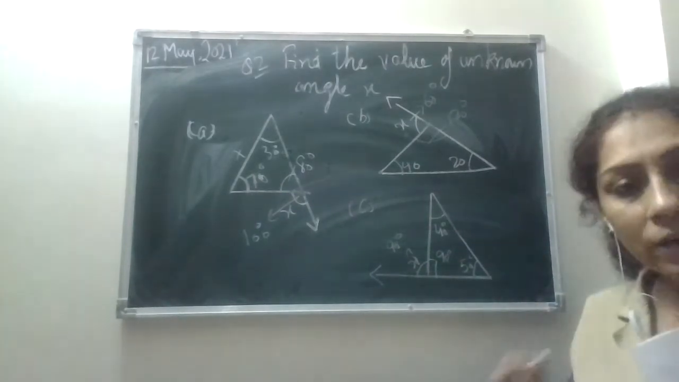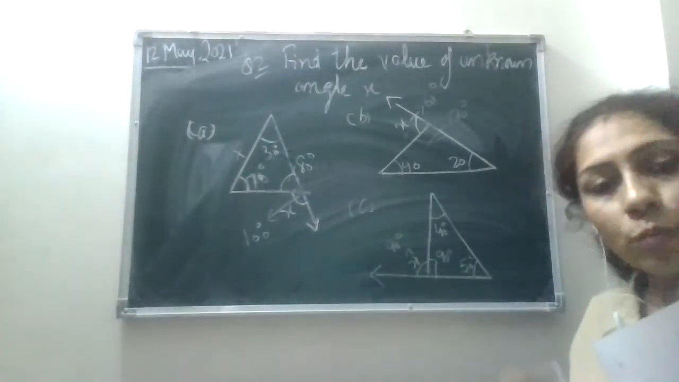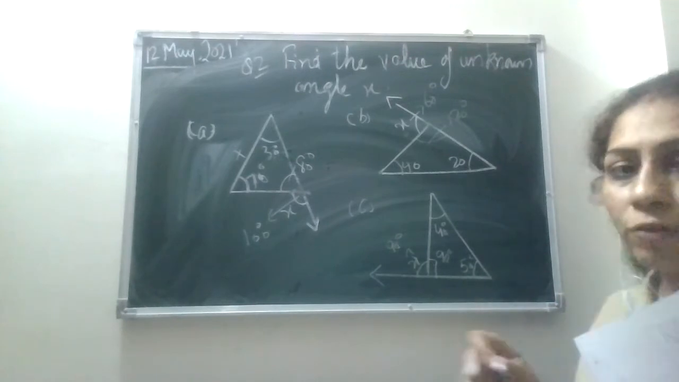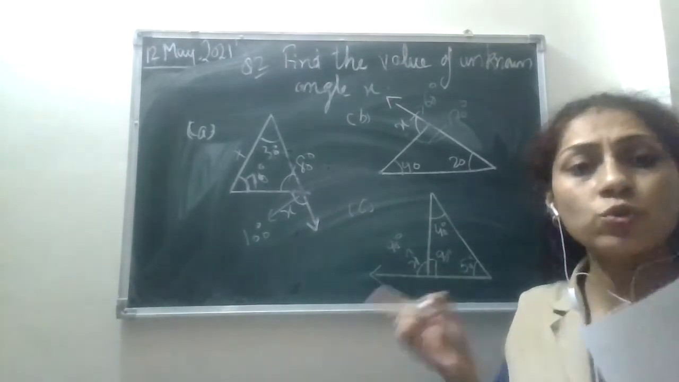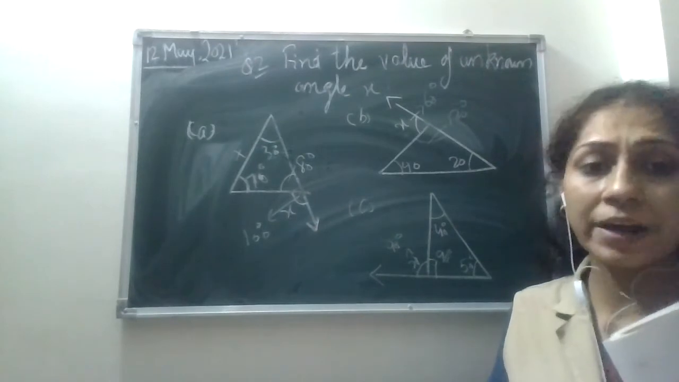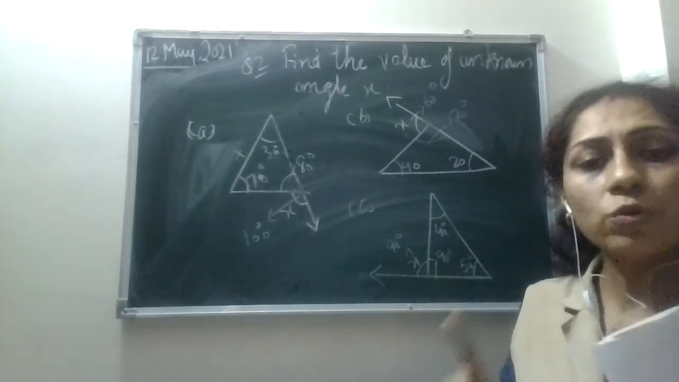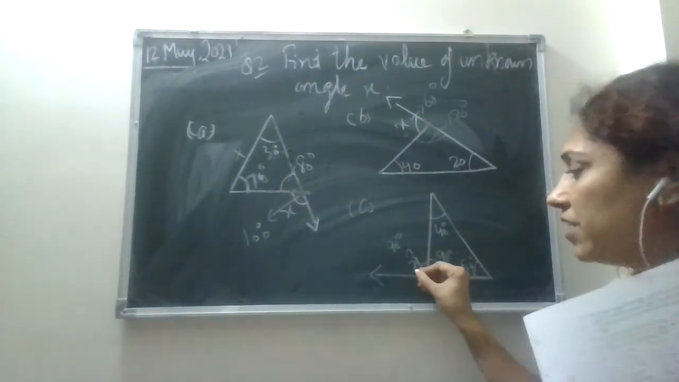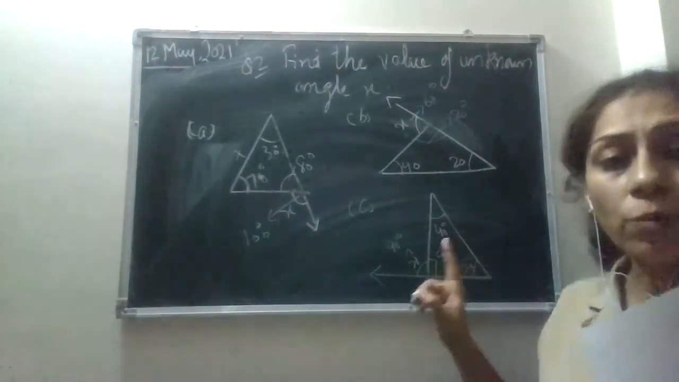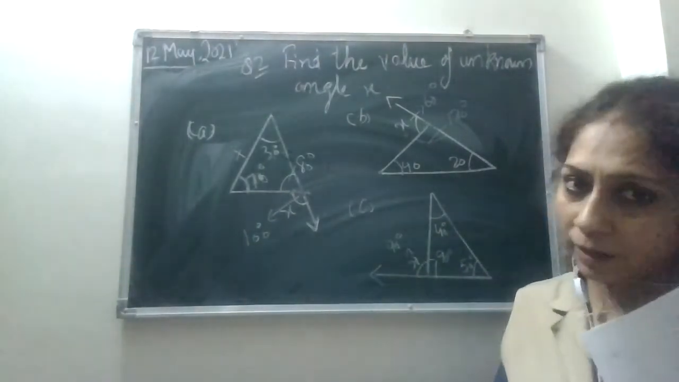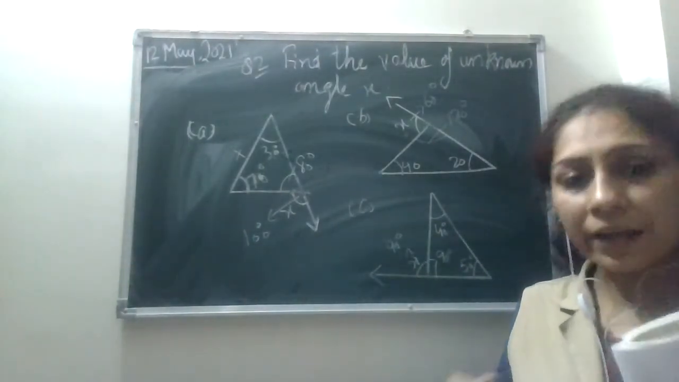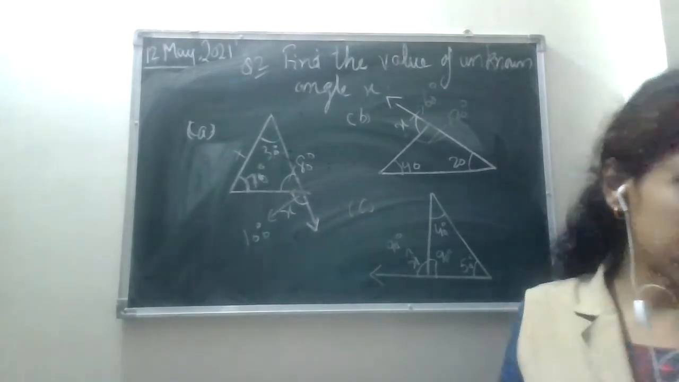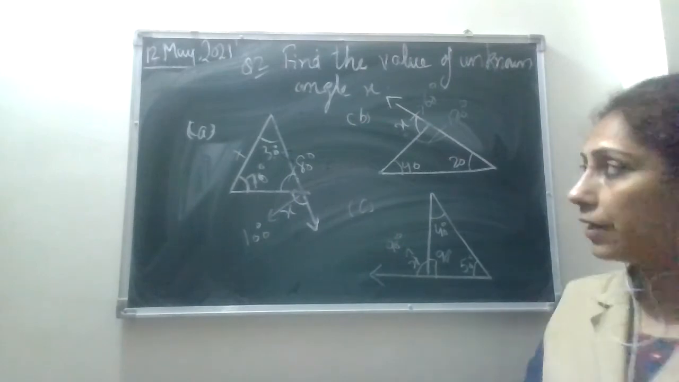The way I'm saying the property time and again, so that you should have a hang on the property. Sum of angles of a triangle. The measure of exterior angle is equal to the sum of two opposite interior angles. And the exterior angle with an adjacent interior angle forms 180 degrees. That is called your linear pair. Again and again, speak the property and get a hang on it. It's very important.